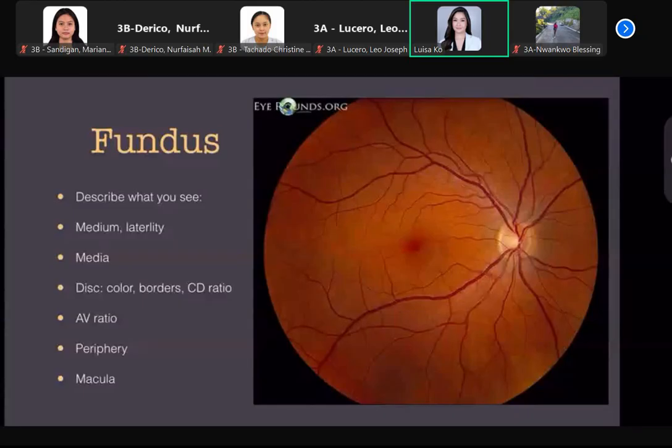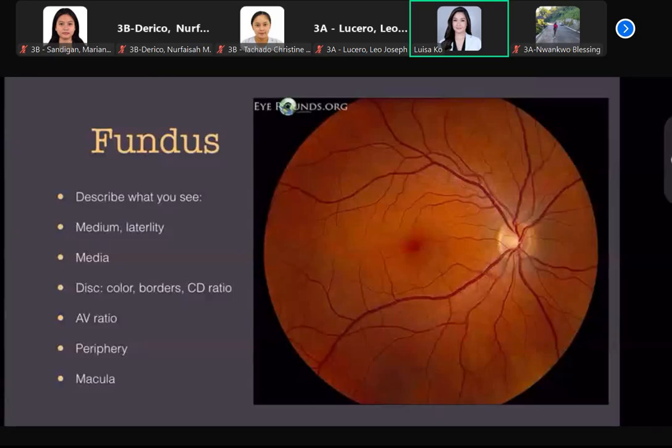And then next is you describe the media. So seen through clear media or hazy media. And then you describe the disc. So when you describe the disc, you first describe the color, if it's pink, if it's pale, if it's yellow. Then you describe the borders, if the borders are distinct. And then the CD ratio.